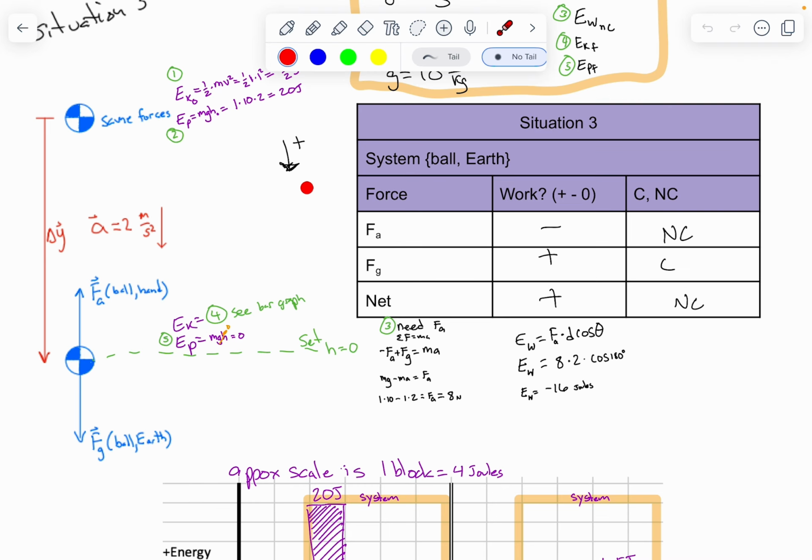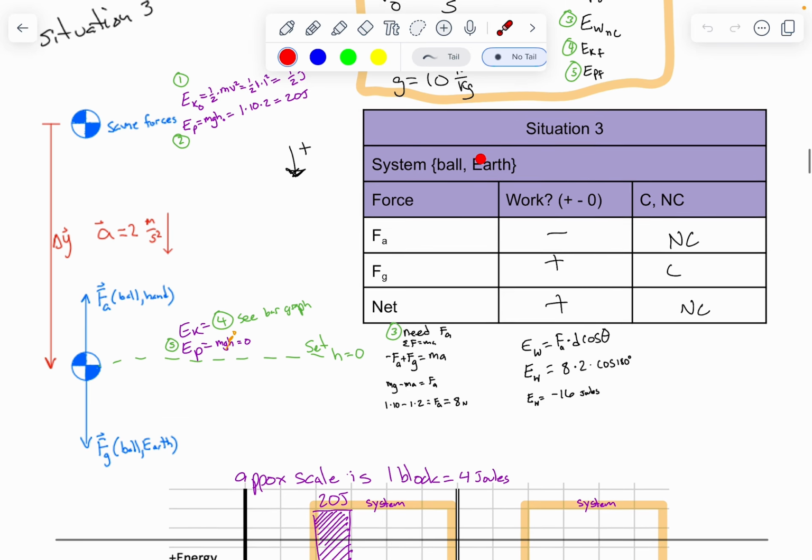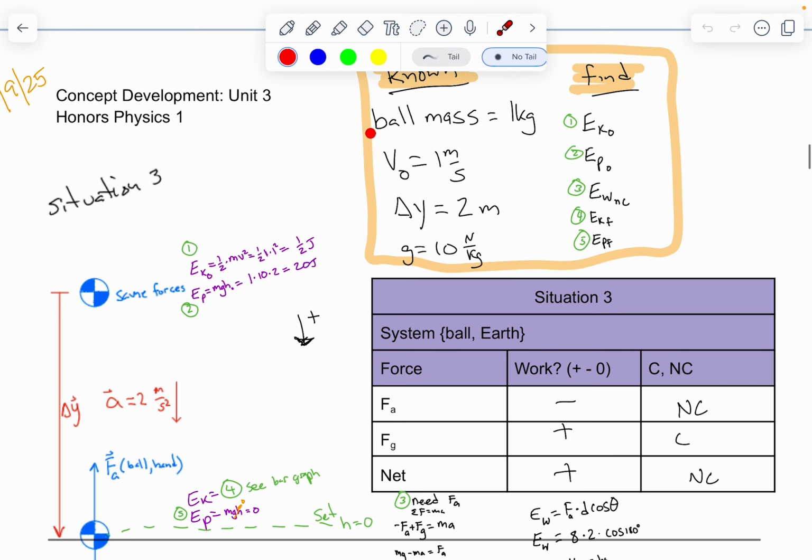We also notice that this object is accelerating, which would tell us that this gravity must be larger than the applied force. In that case, there must be a net positive work being done. Okay, moving on to the calculations. Of course, these are the known pieces of information up here.